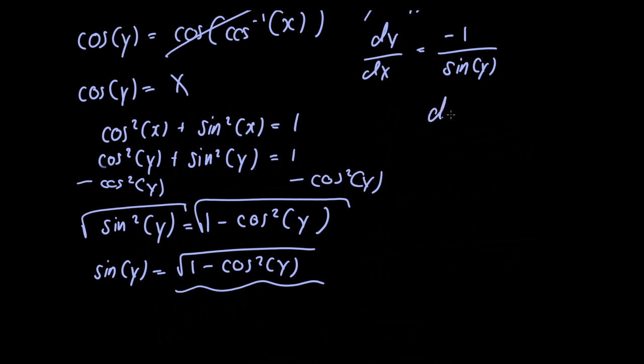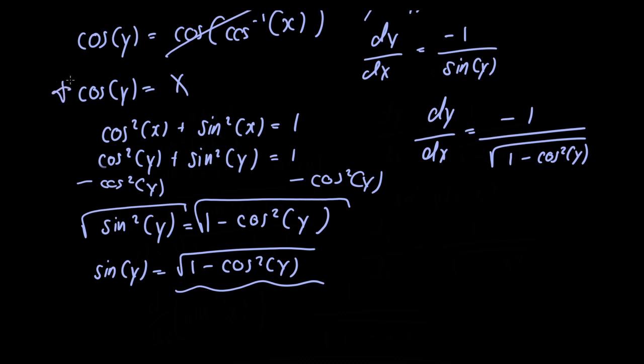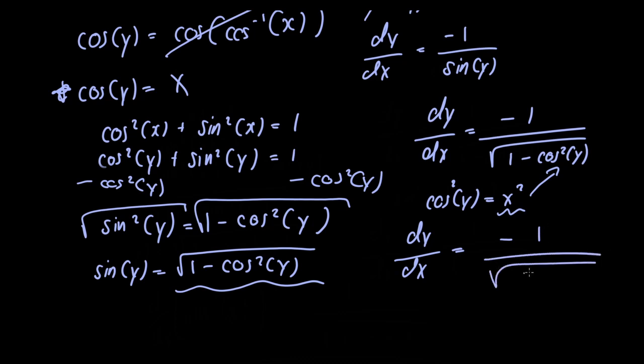So we're going to have dy over dx equals minus 1 over the square root of 1 minus cosine squared of y. Now remember, right here we wrote cosine of y is equal to x. Let's square both sides of this equation, and now we're going to substitute this value here into this equation for cosine squared of y. So we have the derivative of y with respect to x equals minus 1 over the square root of 1 minus x squared, and that's the answer.